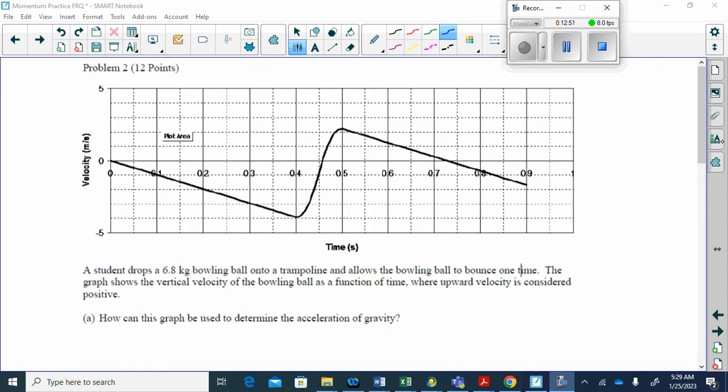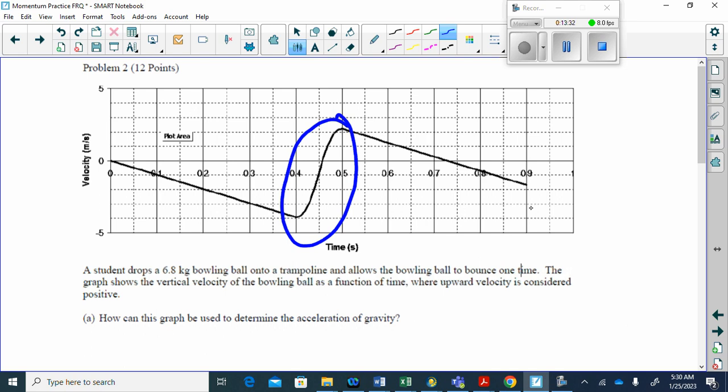So now we're on problem 2, where we have a bowling ball dropped onto a trampoline and allowed to bounce 1 time. So looking at this graph, we have a velocity graph, and looking at that, we can kind of see that the bowling ball was falling. This period right here must be the bounce, because the velocity goes from negative to positive. And then it begins falling again.